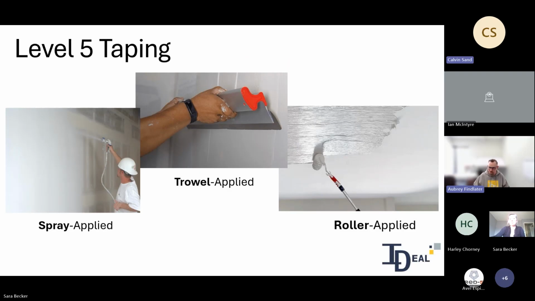The center one, you trowel the whole wall out with the mud, do a little skim coat right across it. And the roller applied, you roll the mud on with the roller, but you still got to go back and kind of wipe it down with the knife or a trowel after you get it all smooth. So there's the 3 different techniques that we tried here to see which one worked the best. FYI, I think on YouTube, 90% of the videos you'll see on level 5 are all roller applied. Just a curiosity thing.